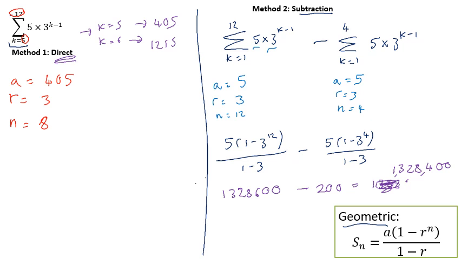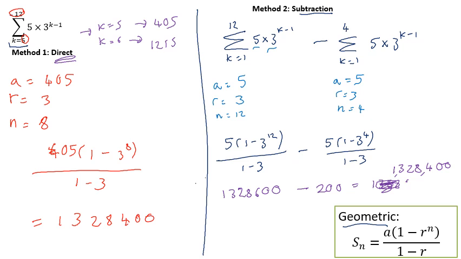And then we can just use the formula once. So when we just use the formula once, we do 405 times 1 minus 3 to the power of 8, all over 1 minus 3. And when you input that into your calculator now, just as a check, we get the same answer. We get 1,328,400. Now the method on the left I think is quicker. I would recommend you use it.